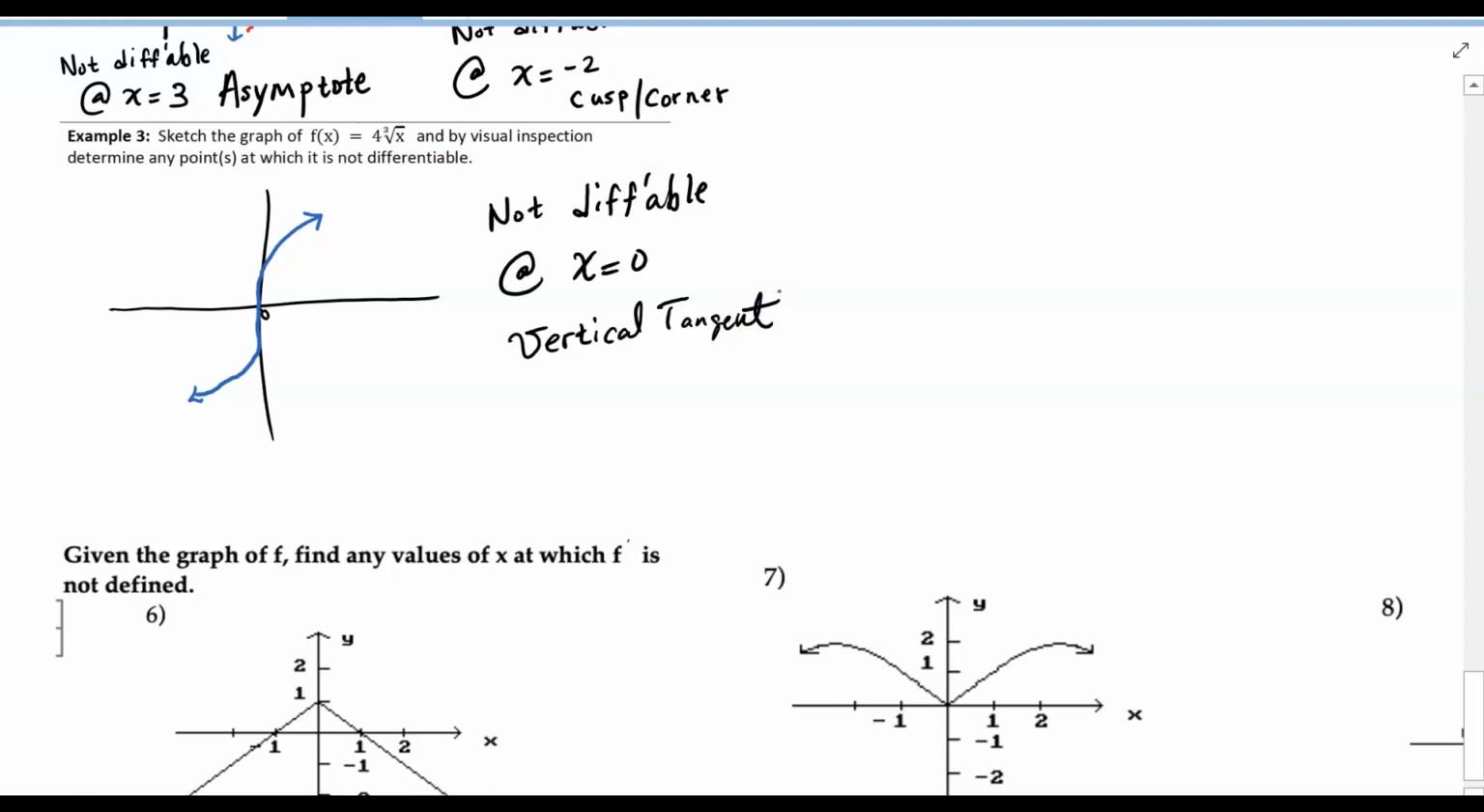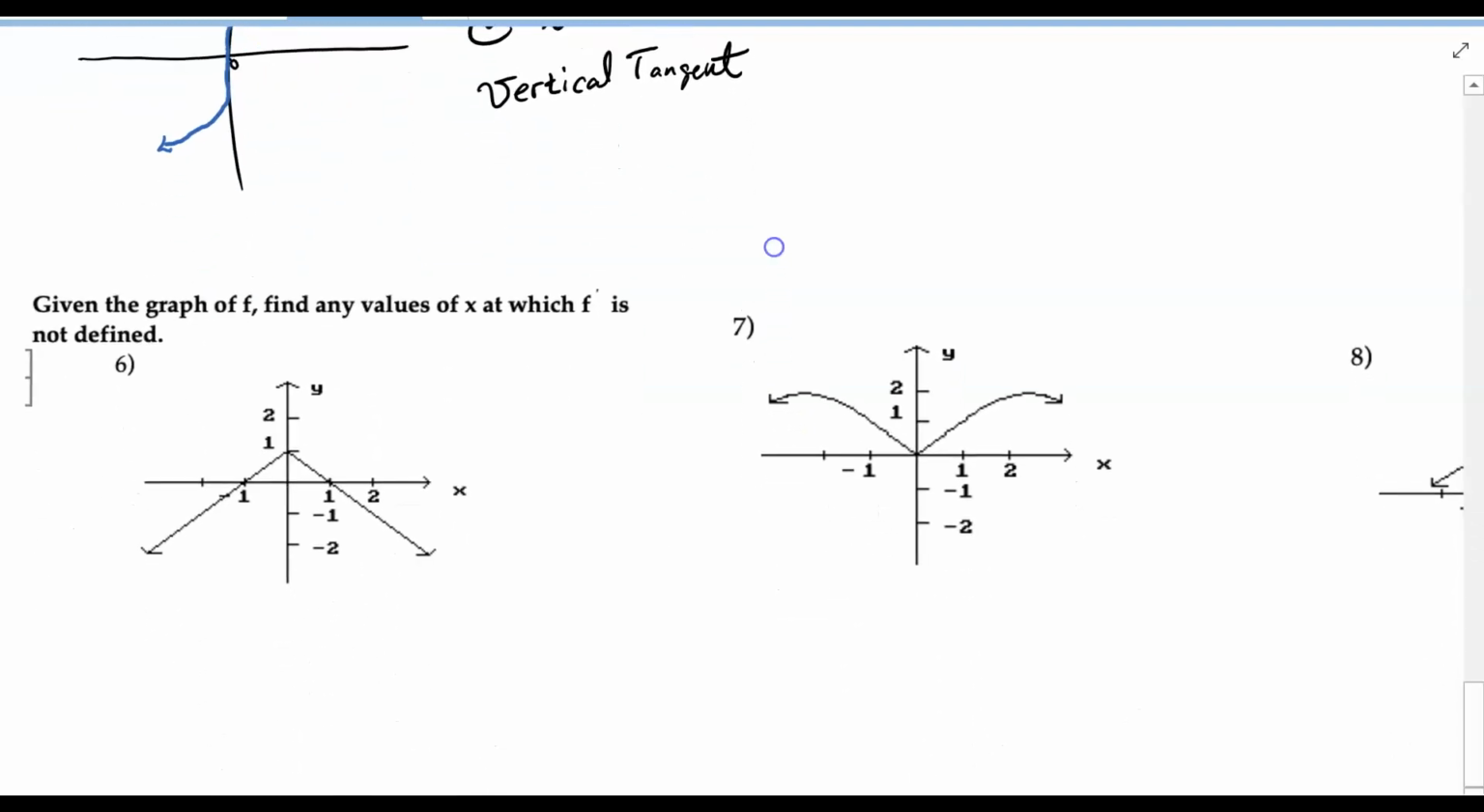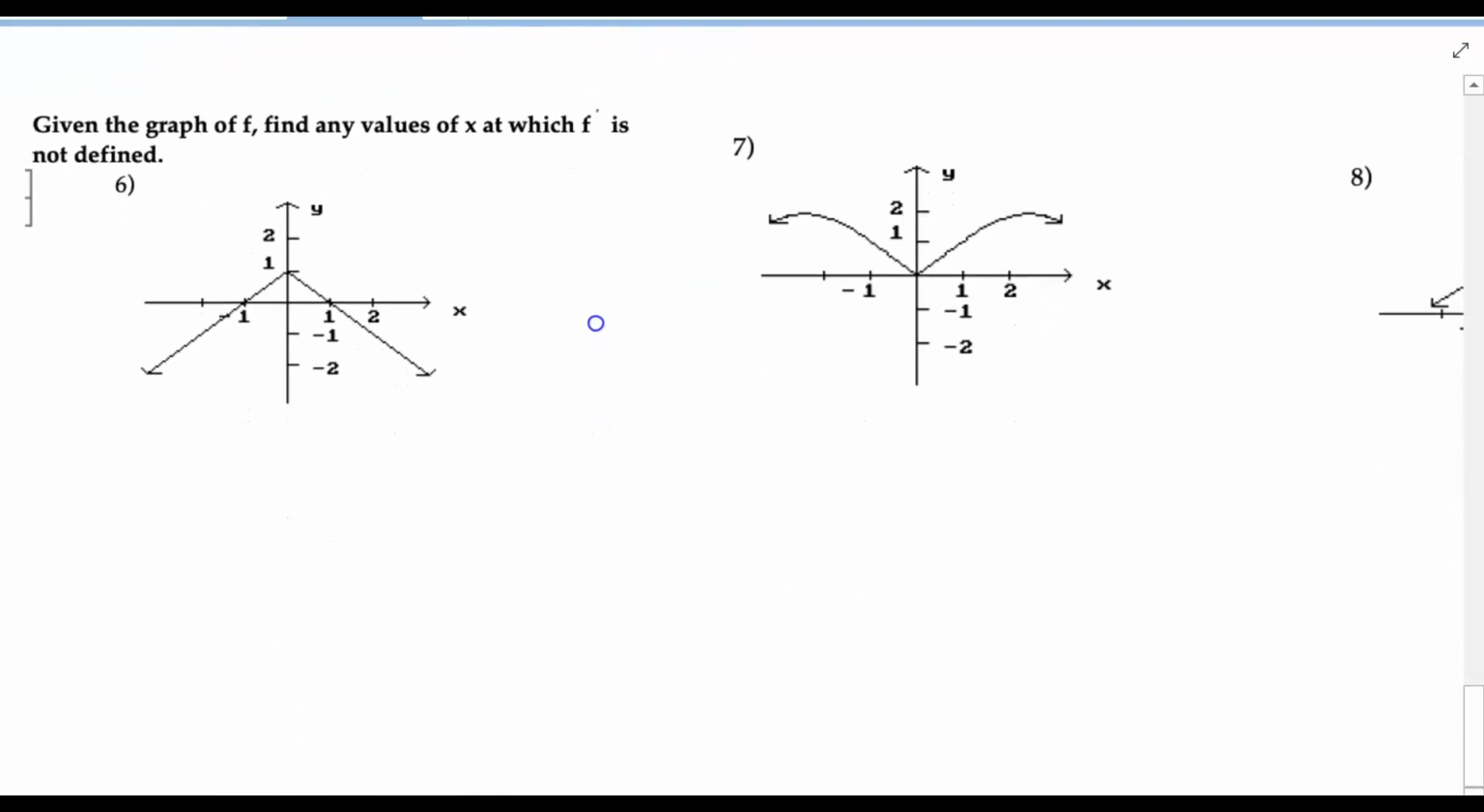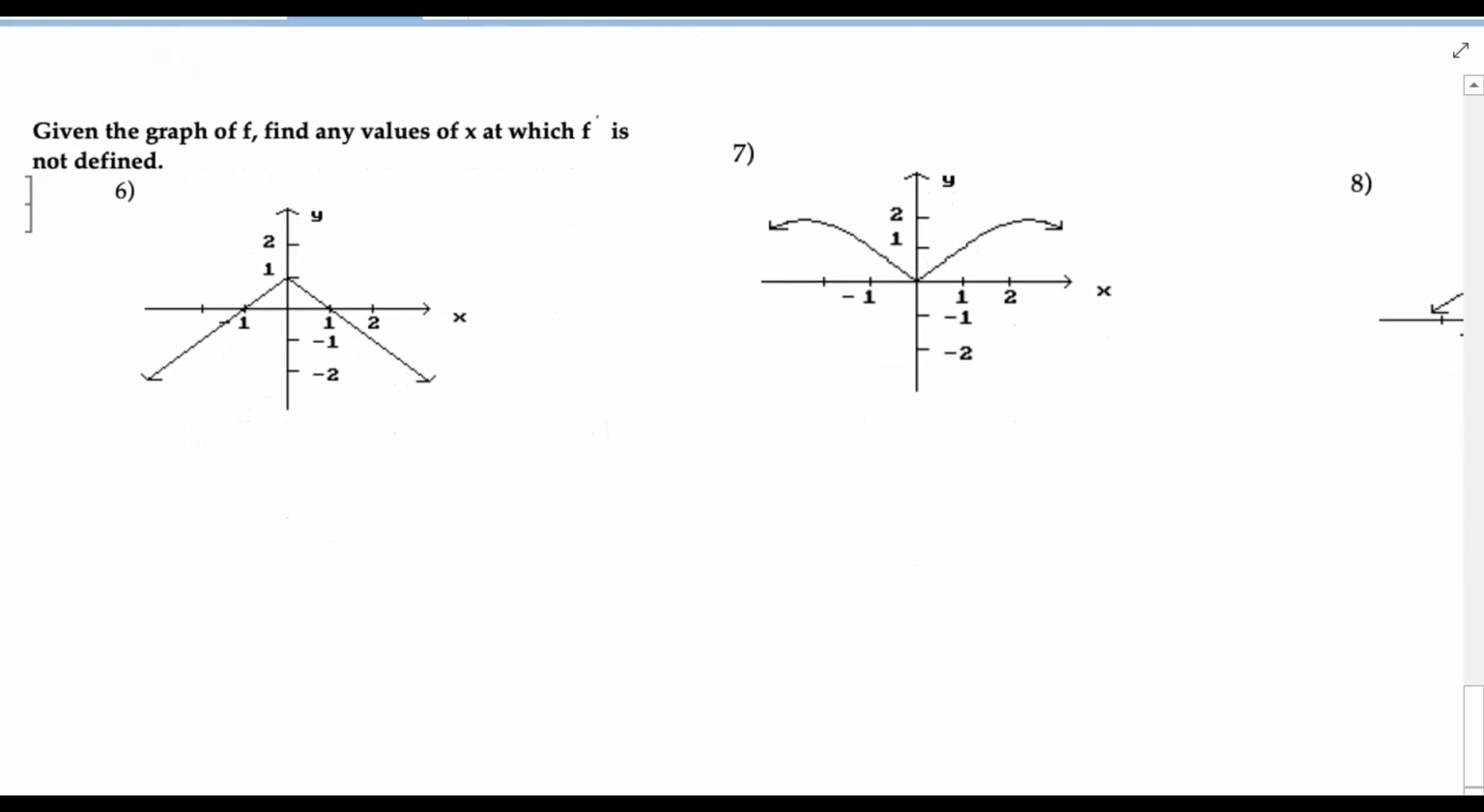Okay. Now let's take a look at some quick examples that we're going to run through very quickly. All right, and then we're going to give a justification as to why that's the case. So let's take a look here. We don't know what this function is, but it really doesn't matter. Where is this one not differentiable? Right there at x equals 0.